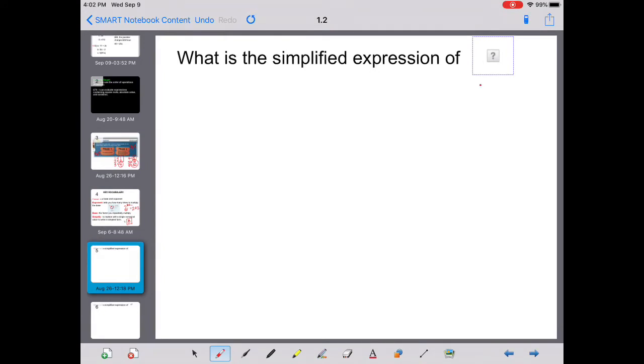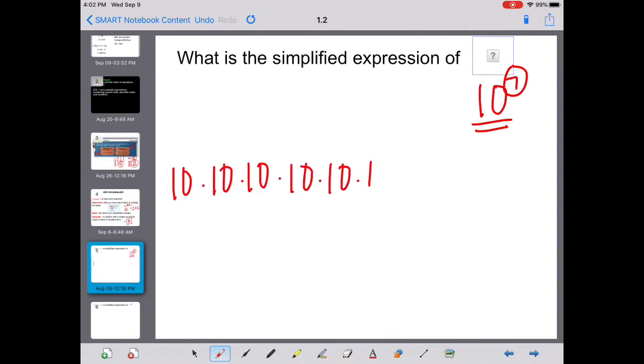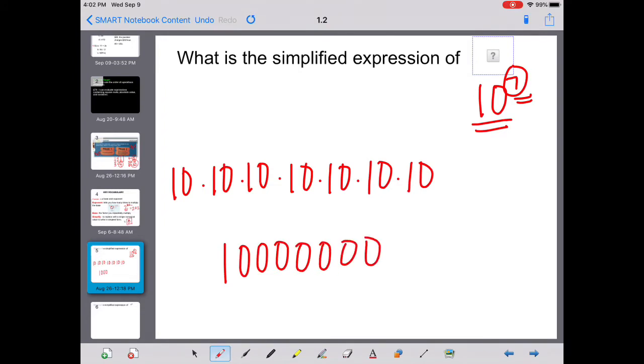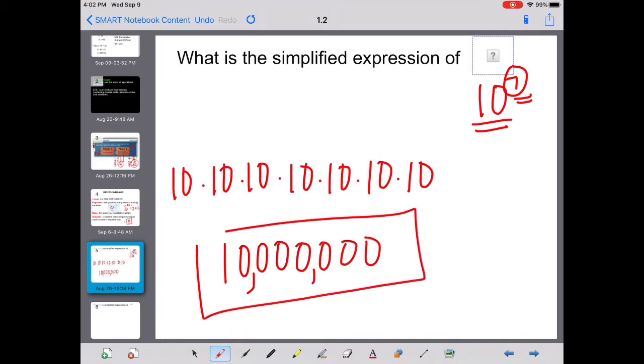It says, what is the simplified expression of 10 to the 7th power? Okay, this little exponent here tells us that we need 7 of the base. So I need 7 10s to be all multiplied together. 10 times 10 times 10 times 10 times 10 times 10 times 10. Some of you may remember when you're doing exponents with 10, whatever the exponent is tells you how many zeros. So I have a 1 with 7 zeros. And then I always start at the back and count in 3 zeros and put my commas. So that's my final answer, my simplified expression.